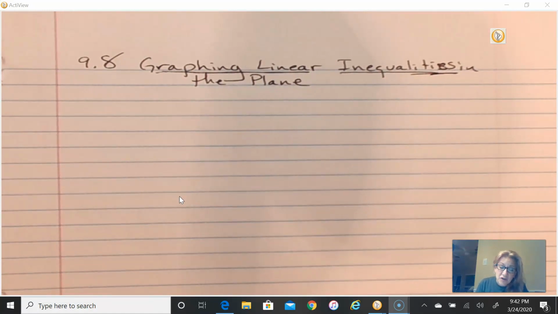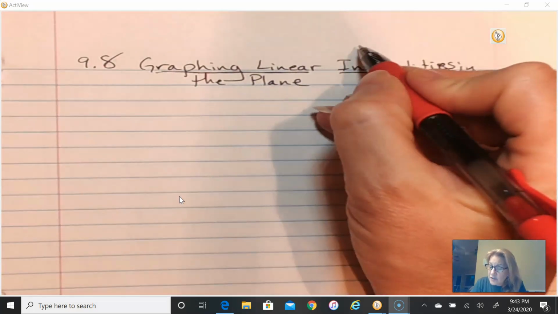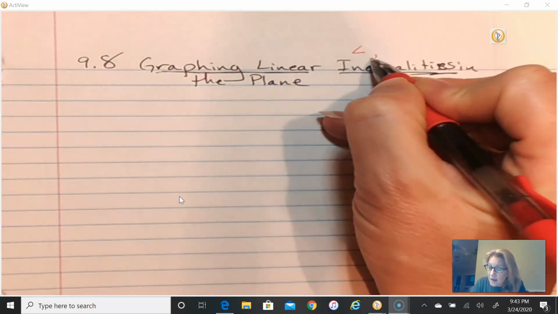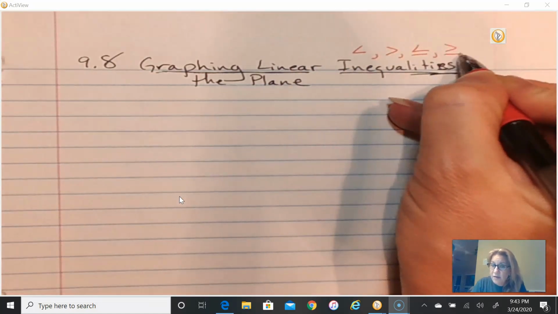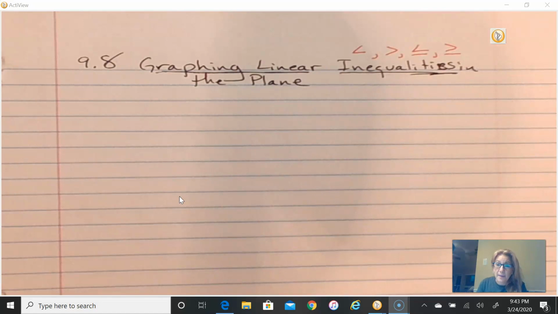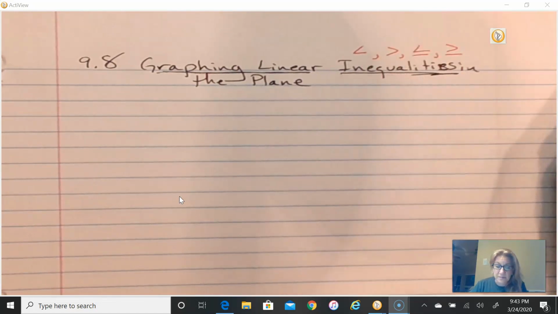Anyway, if you're catching on to the other stuff, then this stuff's not going to be that bad. Inequalities. When I say inequality, you're supposed to know what that means. What that's referring to is less than, greater than, less than or equal to, or greater than or equal to. Okay? That's what inequality means, this right here.